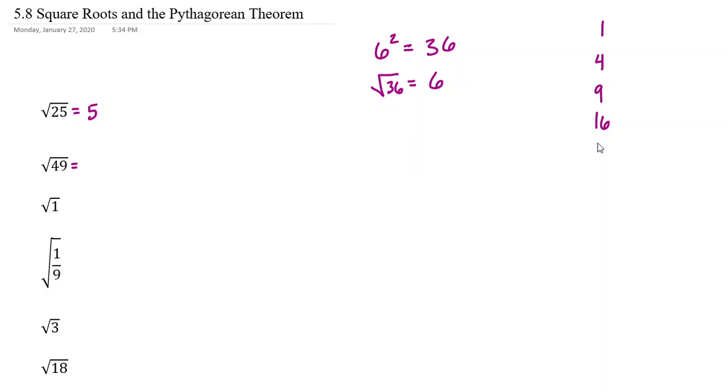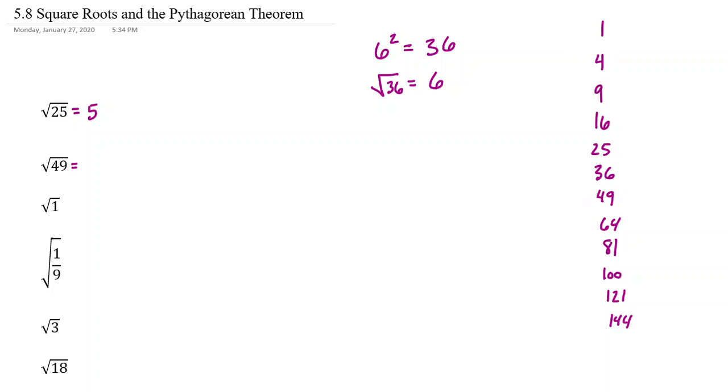Do you know? It's 25, and then 36, and then 49, 64, 81. Do you know what the next one is? It's 100. We can keep on going. 121, 144, and I'm going to stop there. I think that's enough. If you have these numbers memorized, you will go a long way in algebra.